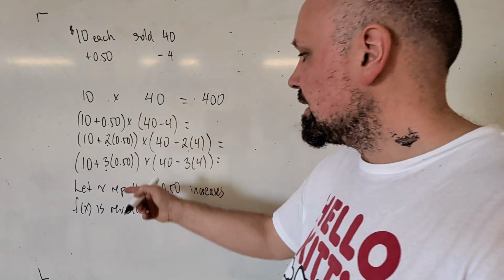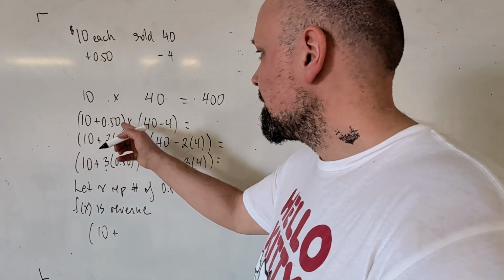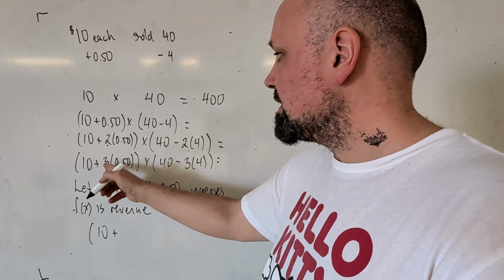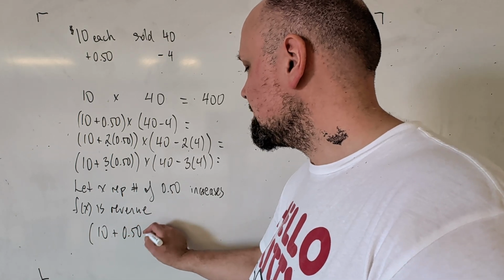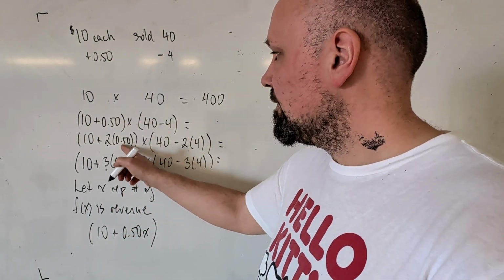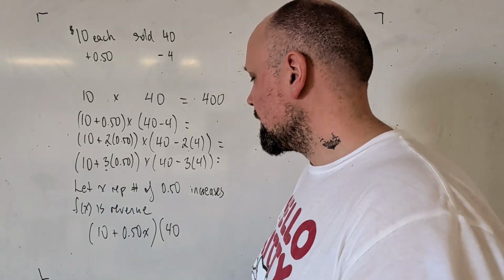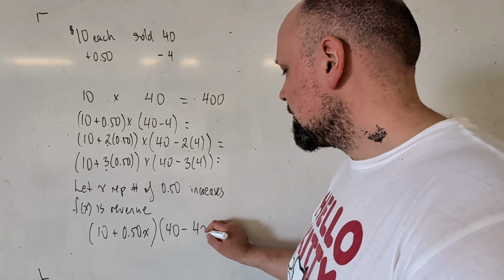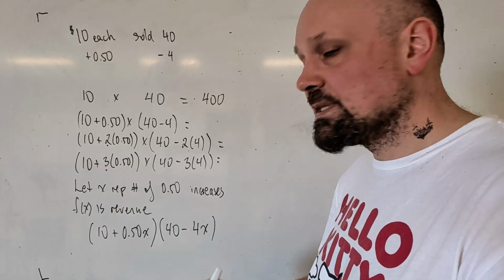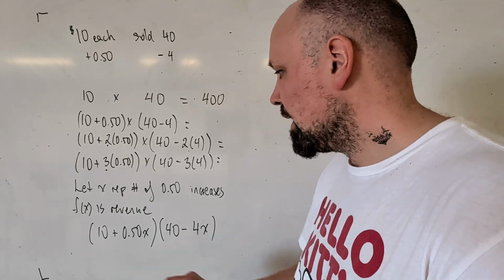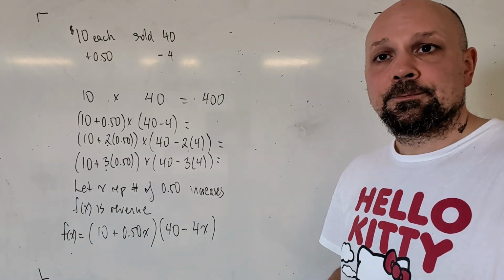Okay, so now my equation is 10 plus 50 cents, 2 times 50 cents, 3 times 50 cents. So it's 50 cents times x. And then times, I start with selling 40, and I lose 4 times 1, 4 times 2, 4 times 3. So it's 4 times the number of increases. And this is my function that I'm trying to maximize, right?